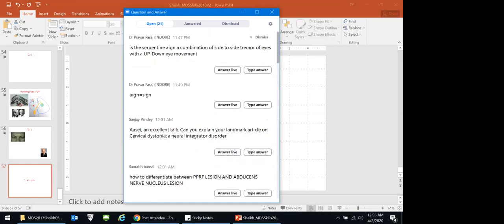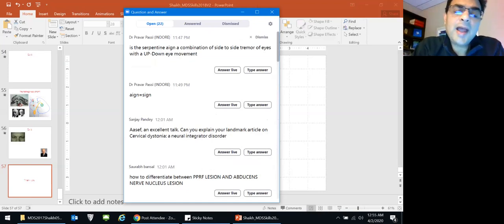Okay, fine. Okay, one is, somebody wants to know, is the serpentine sign a combination of side-to-side tremors, or why is it the up and down movement? Yeah, so that's correct. So actually, we did look into it very carefully. We quantitatively measured these eye movements, and it's actually not the tremor of the eyes. So eyes don't have tremor. Originally, when I first saw that clinically, I thought that this is a mixture of up and down eye movement mixed with square wave jerks, which is very common in patients who have PSP.